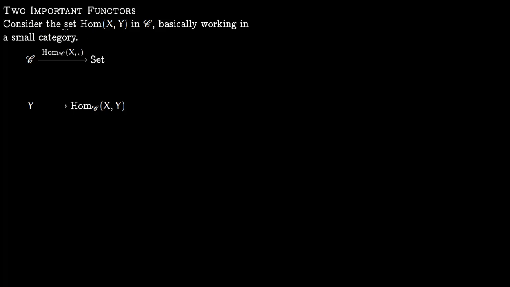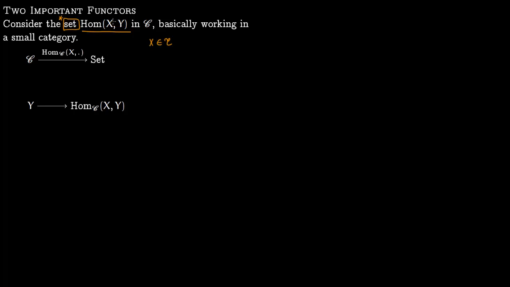So consider this set of arrows from X to Y in category C. Notice that for defining a category, we said that the arrows form a set, and that's what we are using here. So basically we are working in a small category. So you have a set of arrows, and you fix, say, an object X in category C.